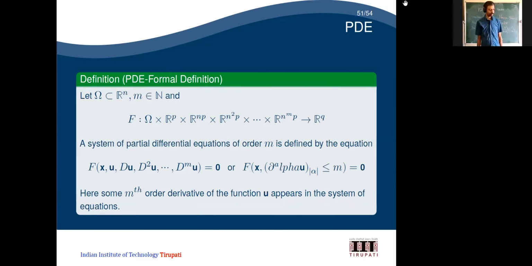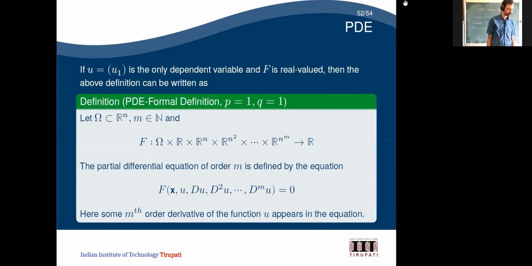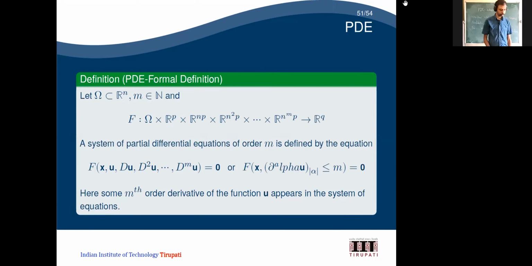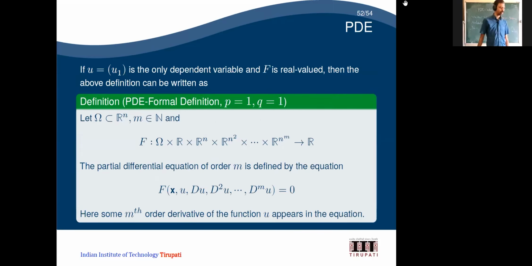So here some mth order derivative of the function u appears in the system of equations. So this mth order should be appearing, so that it is going to be set as an mth order partial differential equation. Any doubts on this one? Okay, let me go to the next one.